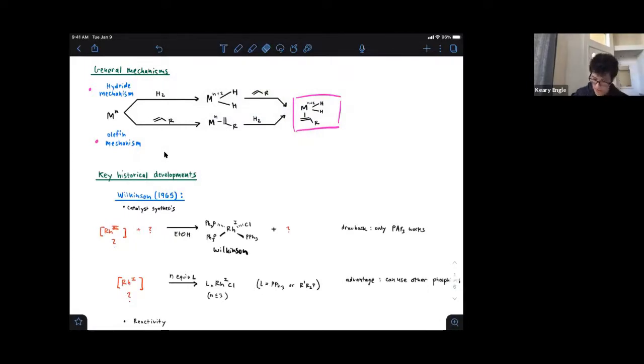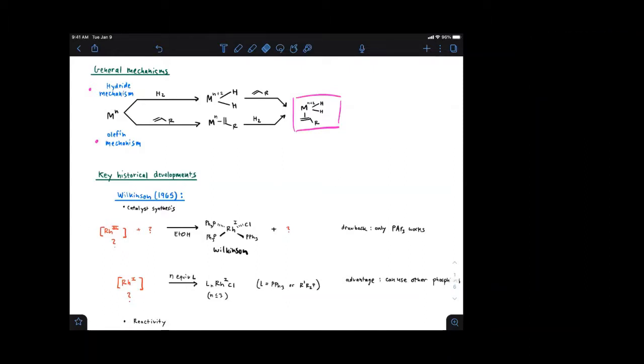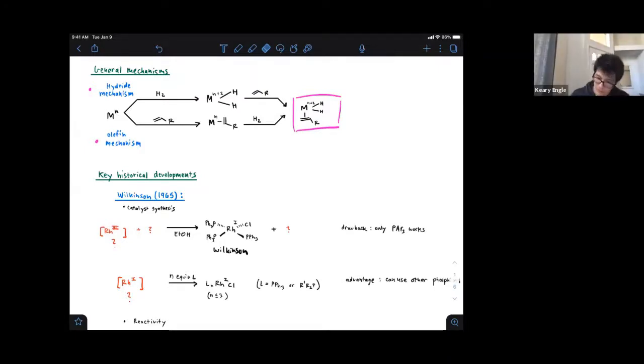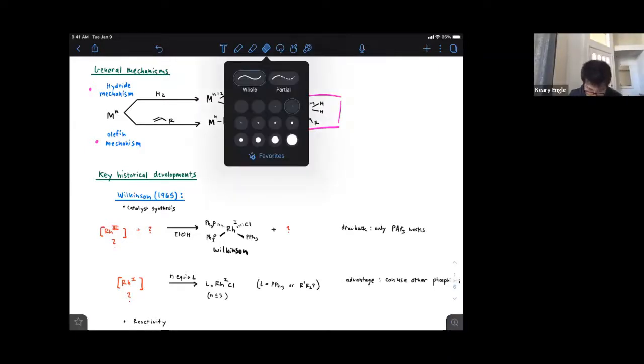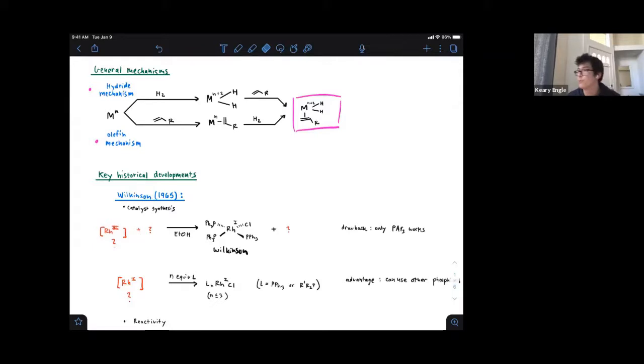So maybe one of the things that you haven't thought about, or if you have, then you'll be able to answer this question, is how would you make Wilkinson's catalyst? There are multiple possibilities, so you have a good chance of being right. Tim, how would you make Wilkinson's catalyst? I've given you options here from rhodium-3 or rhodium-1, but historically the first one was this rhodium-3 route.